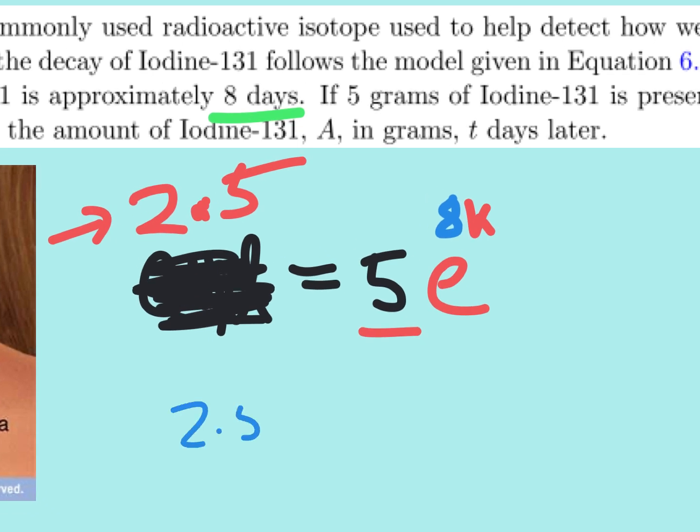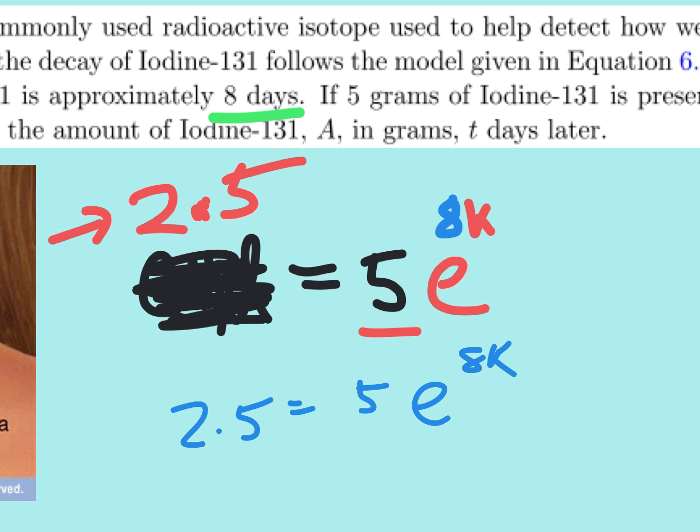So 2.5 is equal to 5 e to the 8k. Would you please solve that for k? K is the constant that's going to tell you exactly what the growth or decay rate is in this problem. We knew the time was 8, we knew the constant was 1/2 because it's a half.